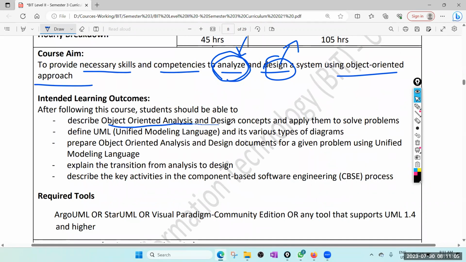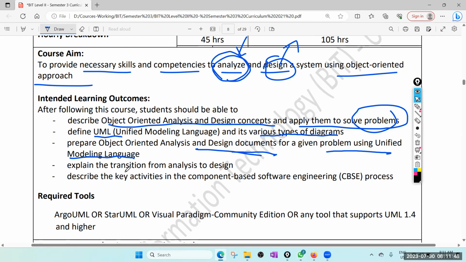So the intended learning outcomes: describe the object-oriented analysis and design concepts, applying them to solve problems. Define UML, the modeling language, and its various types of diagrams like class diagrams, sequence diagrams, and so on. Prepare object-oriented analysis and design documents for a given problem using the Unified Modeling Language. Okay, so given a scenario, you must be able to analyze and come up with a use case diagram, and then when you're designing, come up with a class diagram, sequence diagram, and so on, which are used in real world software development.